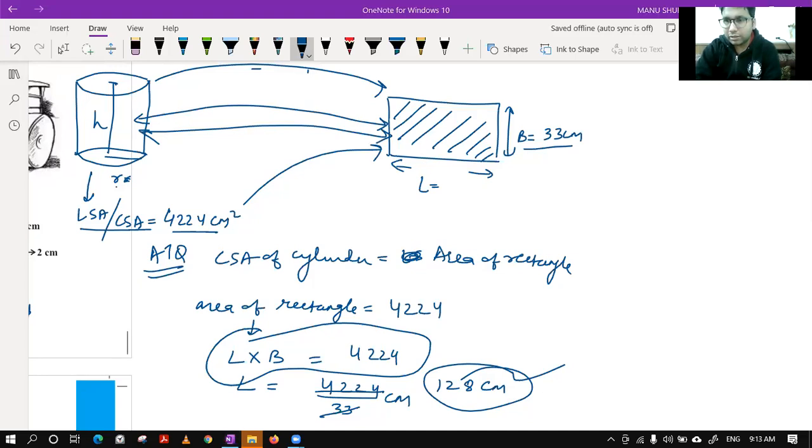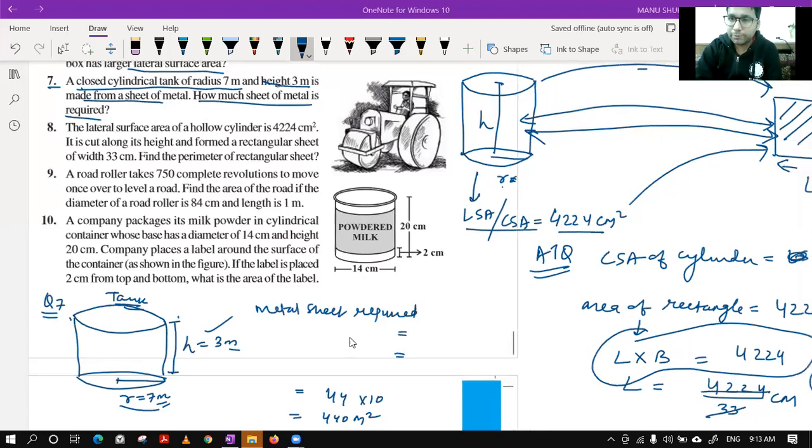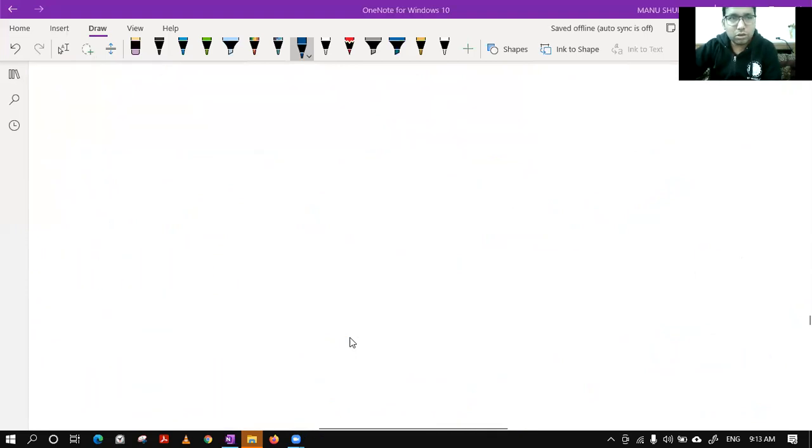Now question number 9 hint. Time is less. Let's see question number 9. A road roller takes 750 complete revolutions to move once over a level road. We have done these kinds of questions, but in circles. Class, please remember or tell me, if you have a cycle of radius r, how much distance will this cycle cover in one revolution?